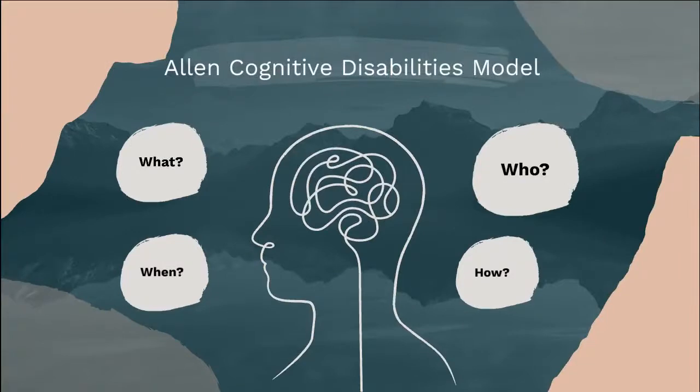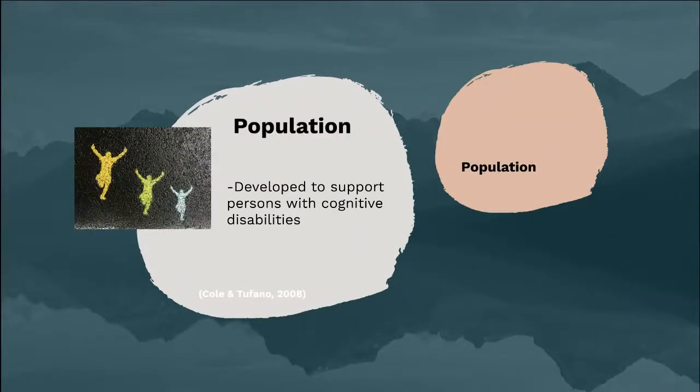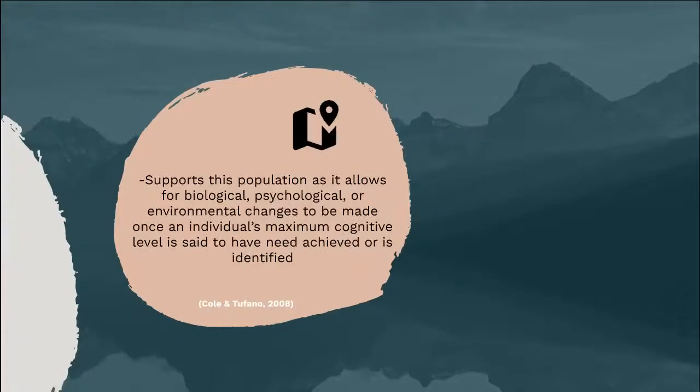Who was this framework initially developed for? This theory was initially developed to support persons with cognitive disabilities. It supports this population as it allows for biological, psychological, or environmental changes to be made once an individual's maximum cognitive level is said to be achieved or is identified.